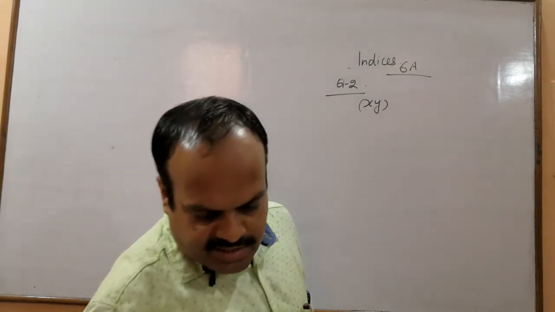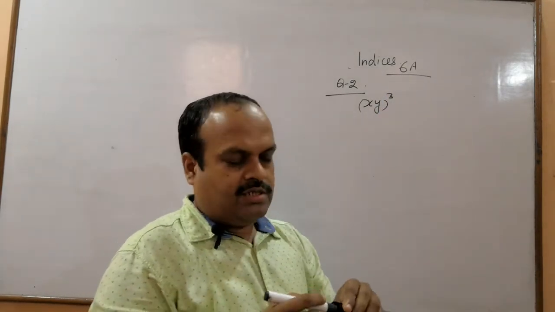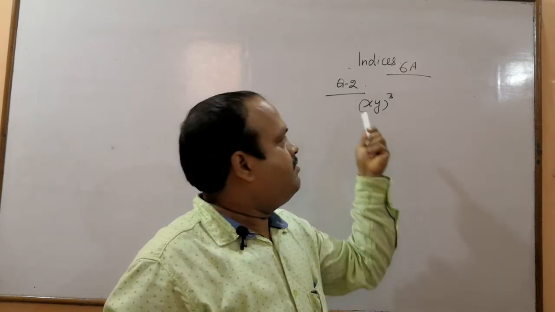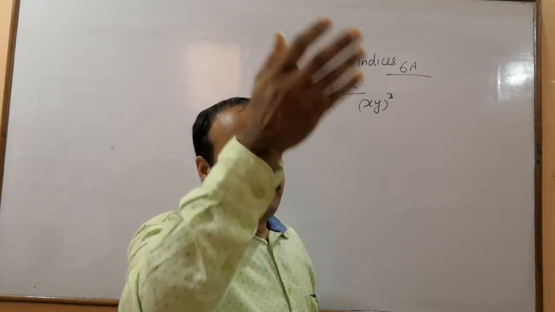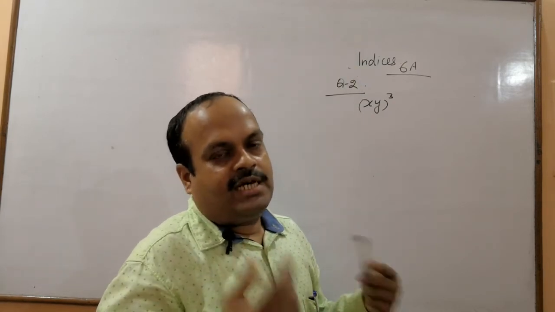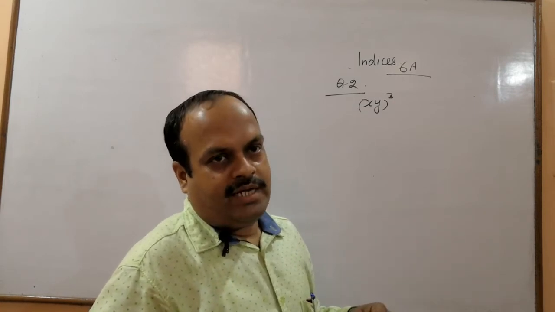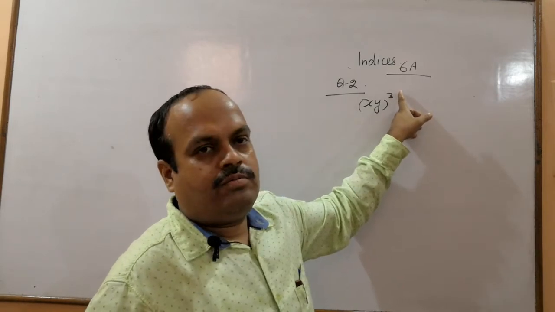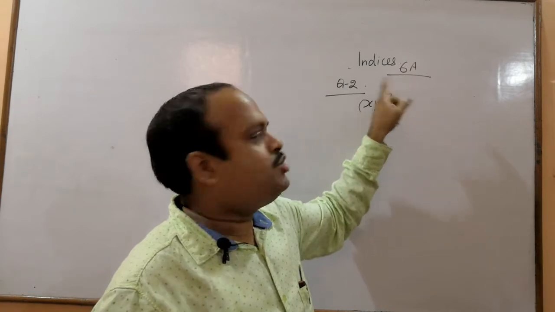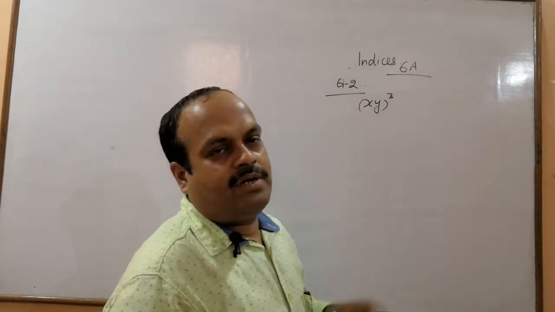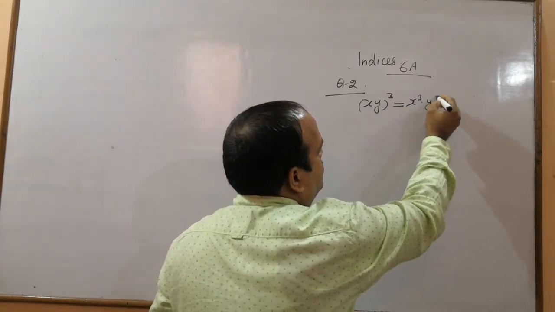xy whole cube. If you have a product of variables and that product has a power, then to get the result we use the law of indices. I mean, this cube, which is the power of xy, goes to every variable used here. So we get x cube into y cube.